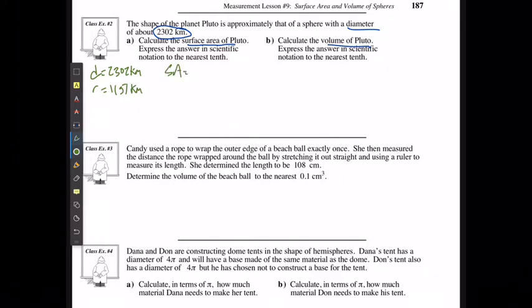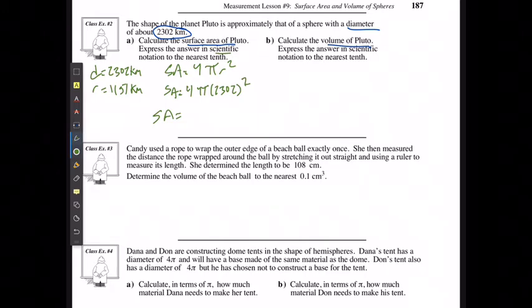My surface area of Pluto is going to be 4 pi r squared, or 4 pi times 2302 squared. I can state that this is going to be equal to, if I'm going to the nearest tenth in scientific notation, 1.7 times 10 to the power of 7 kilometers squared.